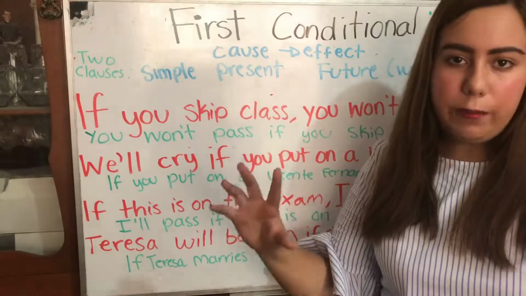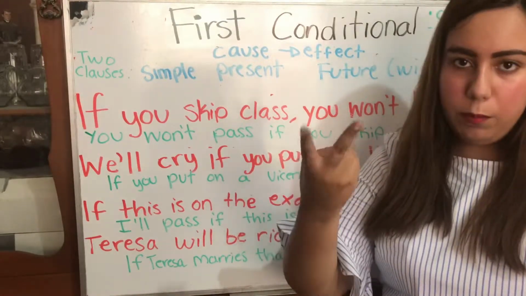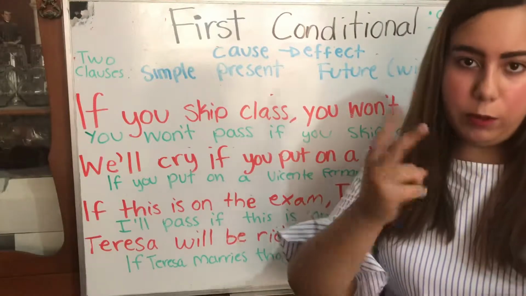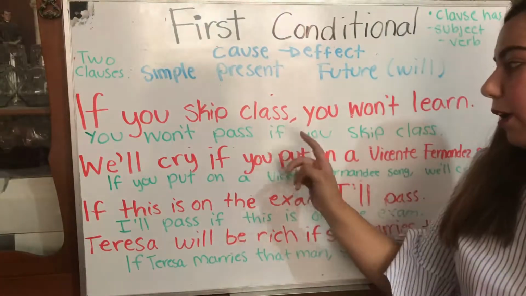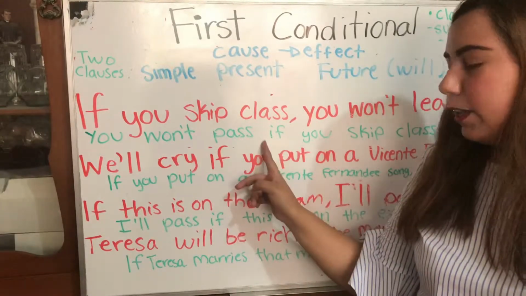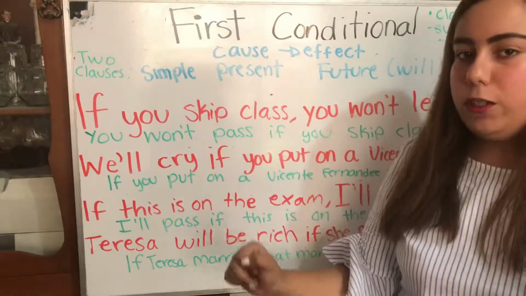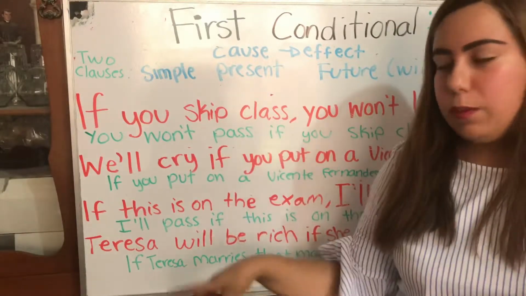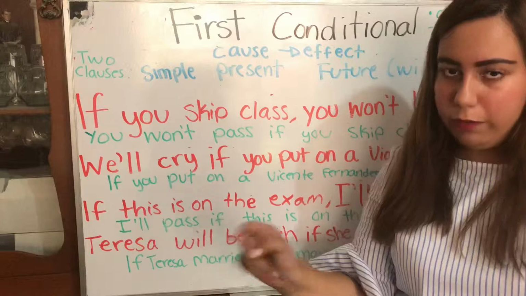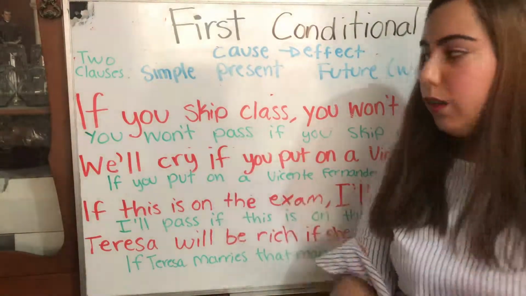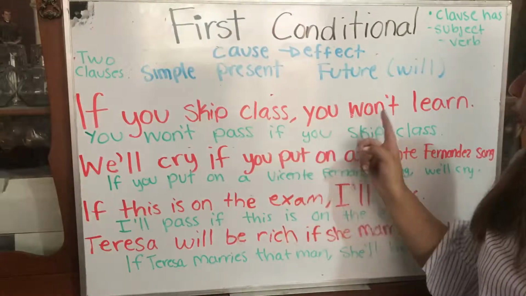Cuando empecemos con el efecto, porque recuerden que lo podemos voltear, podemos decir, no vas a aprender si te la pinteas, si la volteas, ahí no lleva coma. Como aquí tenemos lo mismo escrito, pero noten que aquí no tenemos coma y aquí sí. Entonces recuerden que cuando empezamos con la causa, ponemos coma. Pero cuando empezamos con el efecto, no coma, ¿va? Separamos con en este caso la palabra if, que es como si. Ok, so, if you skip class, you won't learn.